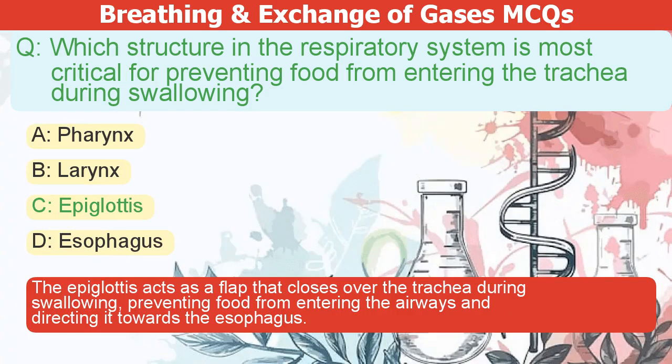The correct answer is C. The epiglottis acts as a flap that closes over the trachea during swallowing, preventing food from entering the airways and directing it towards the esophagus.